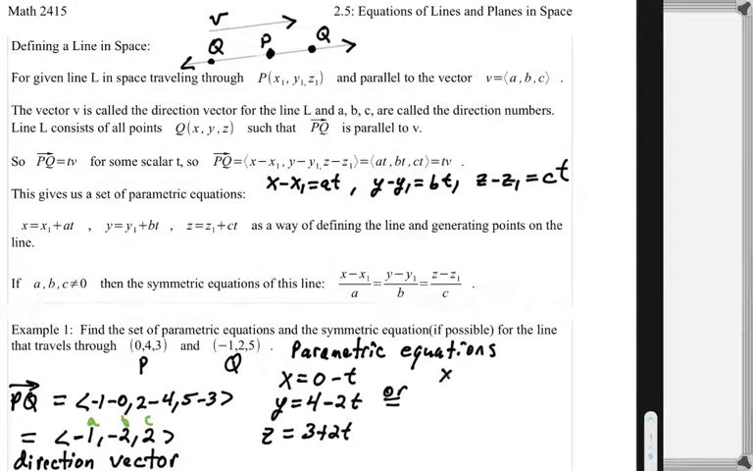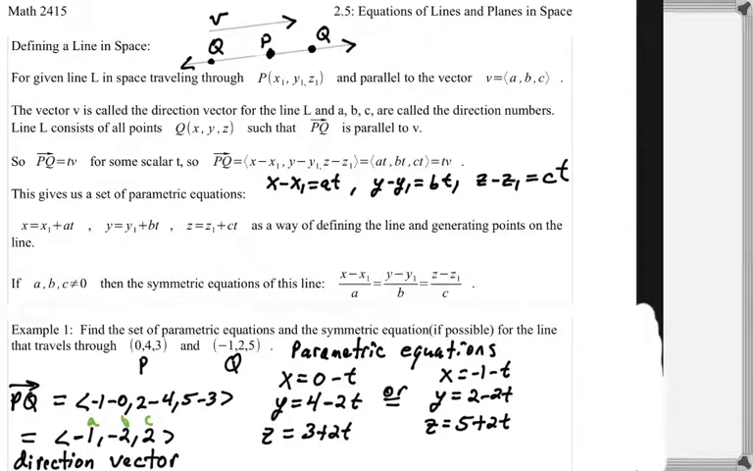Or you could use your x1, y1, and z1 as -1, 2, and 5. So x would be equal to -1 minus t. y would be equal to 2 minus 2t. And z is going to be equal to 5 plus 2t. And so both of those will generate the same line. Different t values will give you different points on the line, but they will generate the same line. Okay, since our a, b, c, our direction vector, none of the components are 0, we can go ahead and write them in the symmetric equations.